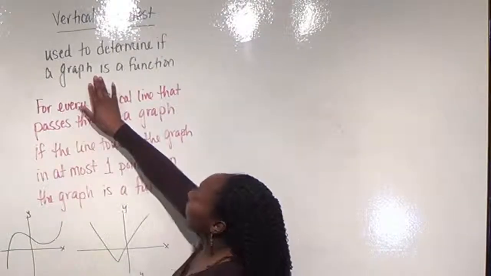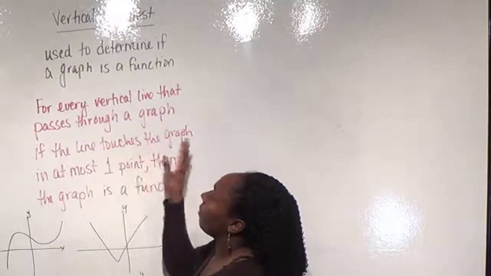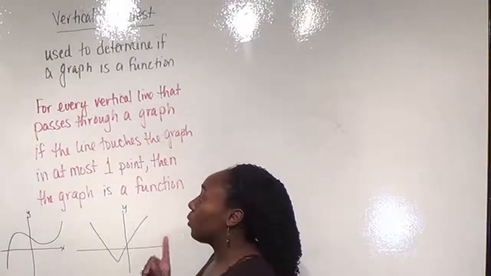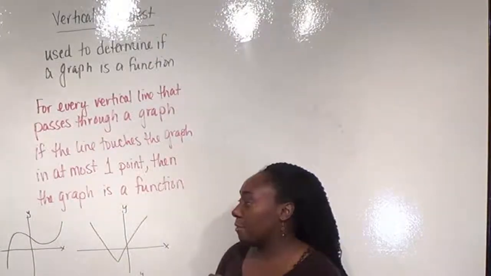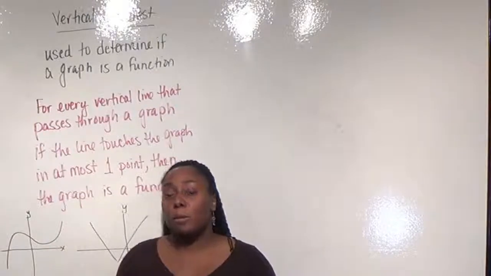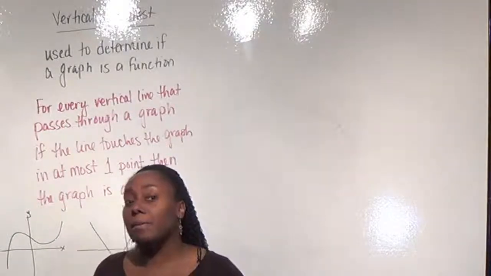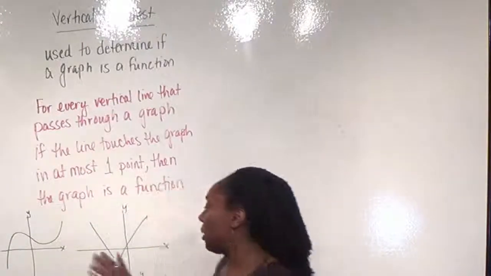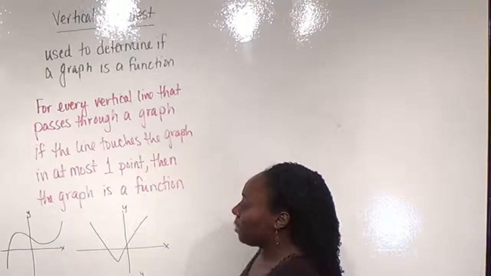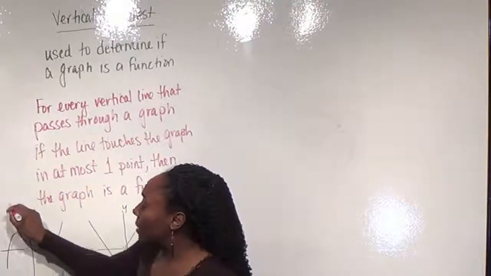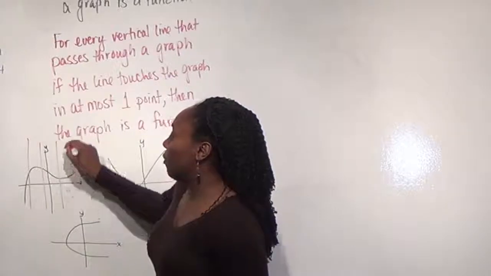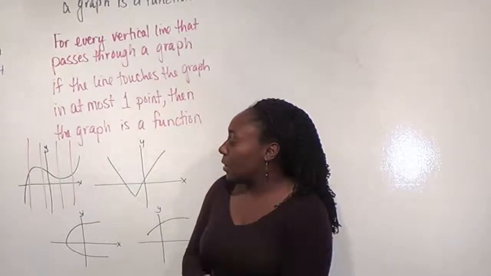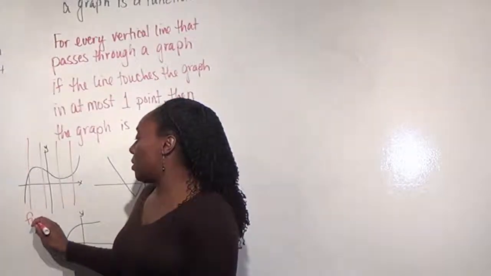So the vertical line test says that for every vertical line that passes through a graph, if the line touches the graph in at most one point, then the graph is a function. And again, at most one point means it may not touch the graph at all, but if it does, it can't touch in more than one spot. And so here we've got a couple of different graphs, and if I take vertical lines and start putting vertical lines on these graphs, I can see that it doesn't matter where I put it, they're only going to touch in one spot. So this is the graph of a function.